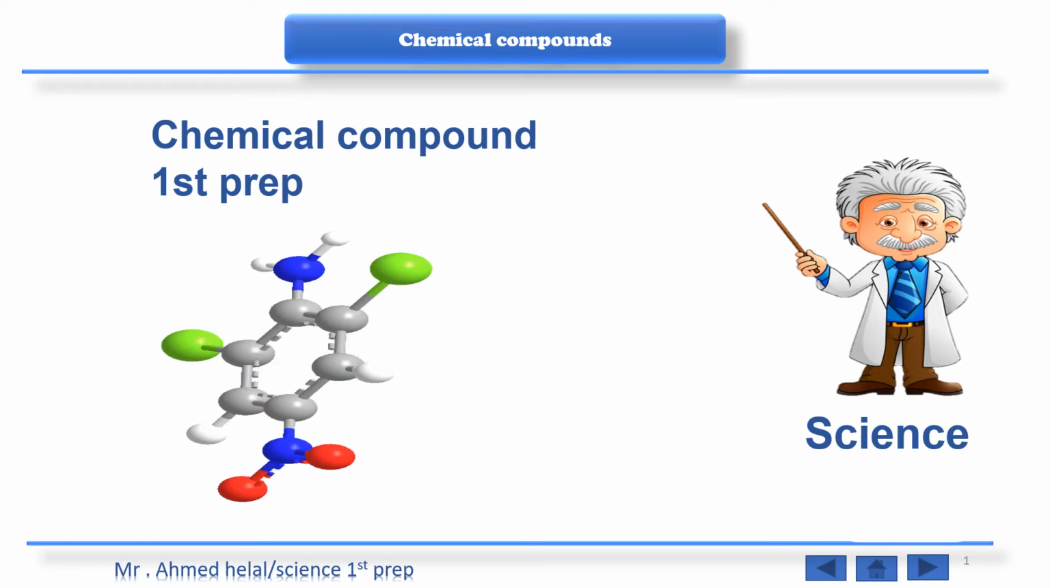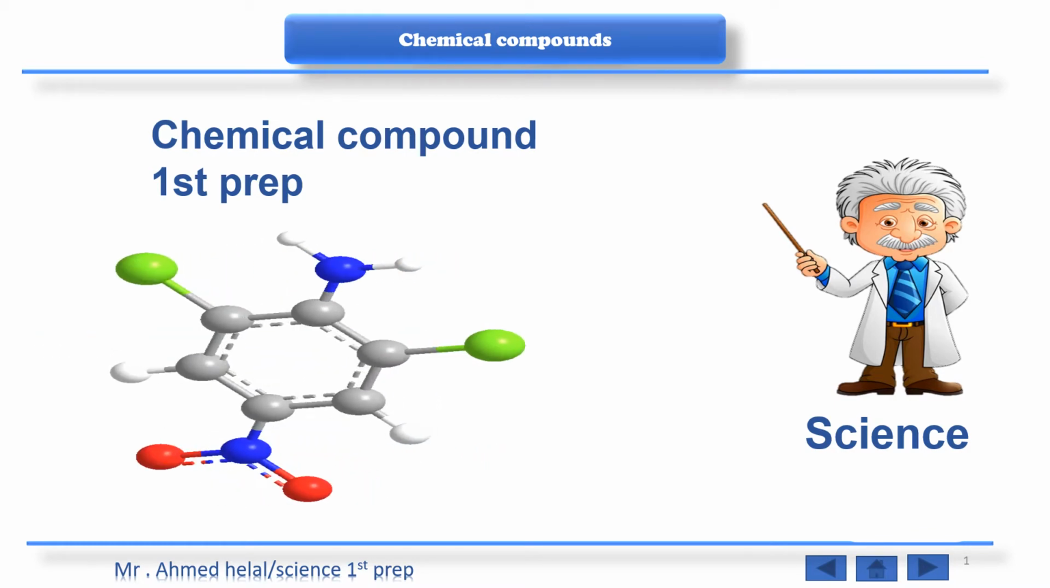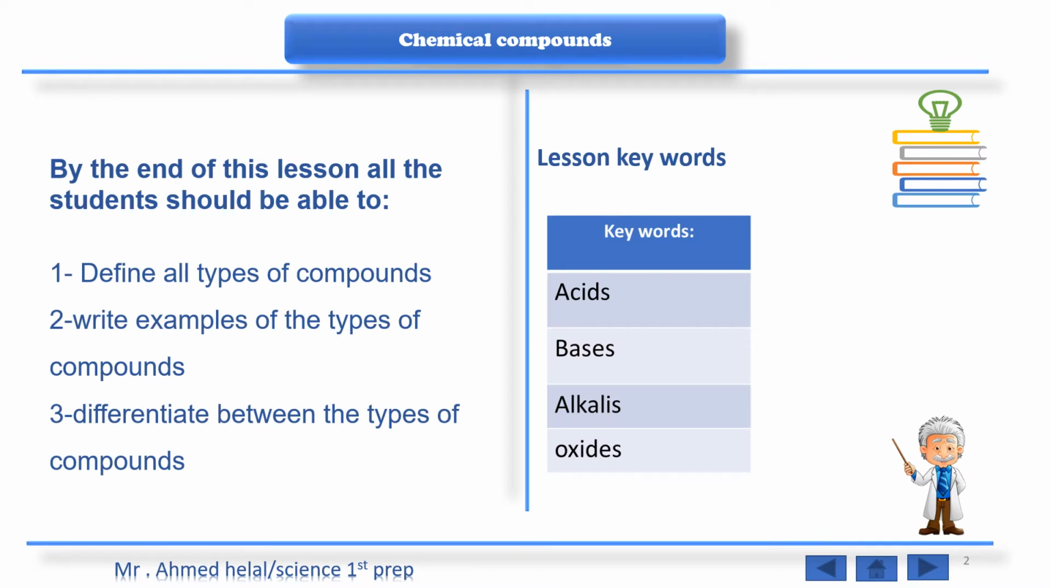Today, we will continue the lesson of chemical compounds. By the end of this lesson, all students should be able to define all types of compounds, write examples of the types of compounds, and differentiate between the types of compounds. And we have some keywords.